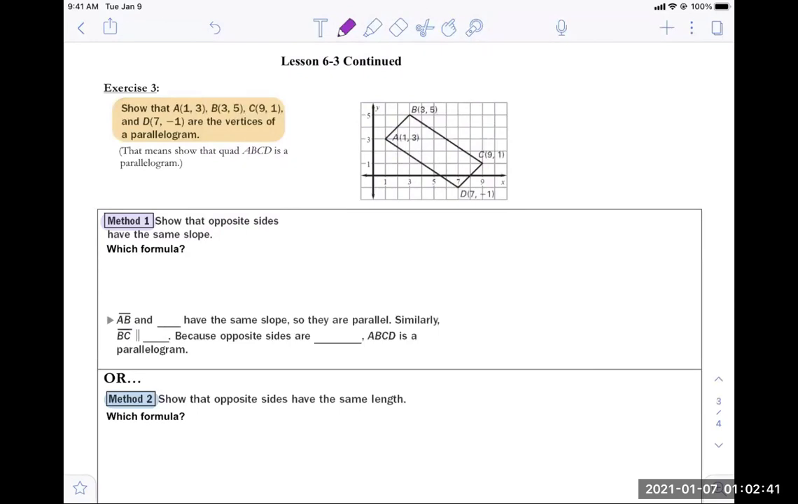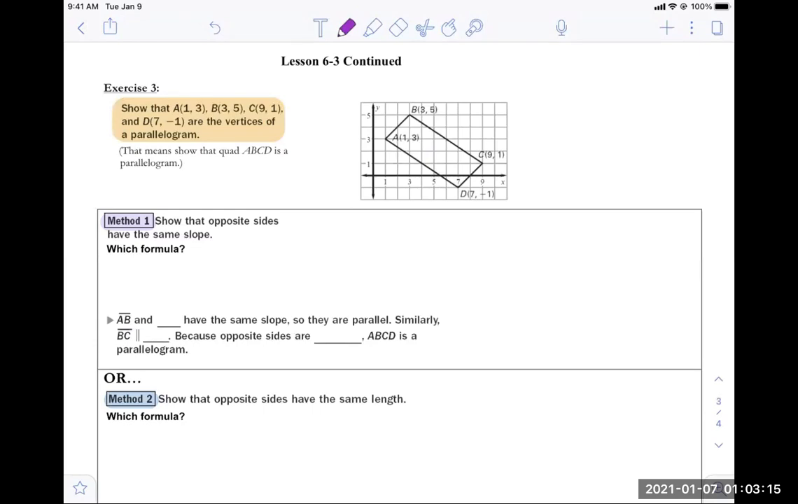This is a continuation of lesson 6.3, which is proving that quadrilaterals are parallelograms. Now, we've talked about several different ways of doing that, and this is going to be coordinate geometry. That means that they're going to give you numbers that represent the vertices of the parallelogram. It's on a grid, and we're going to use the vertices to demonstrate that the quadrilateral is a parallelogram using the theorems that we've discussed in this lesson. So there are several different ways to do this using formulas, and I'm going to show you different options, okay?